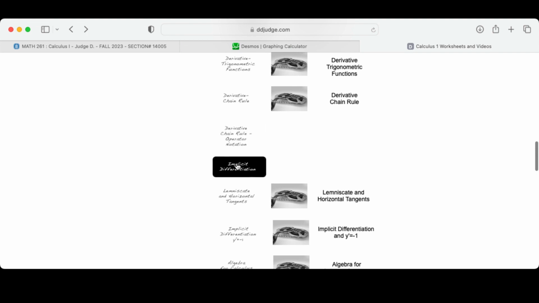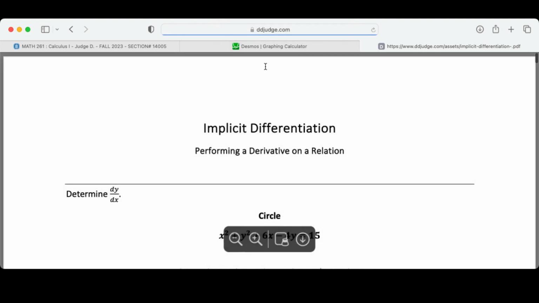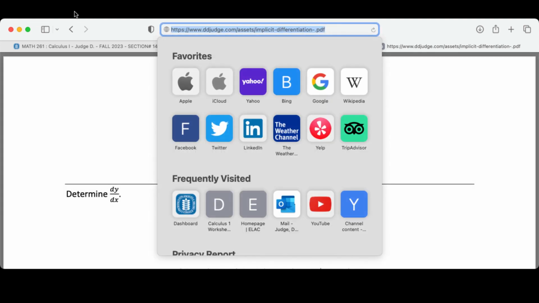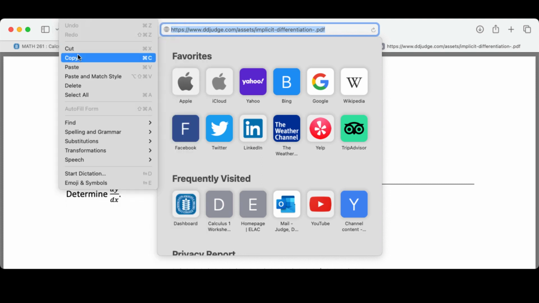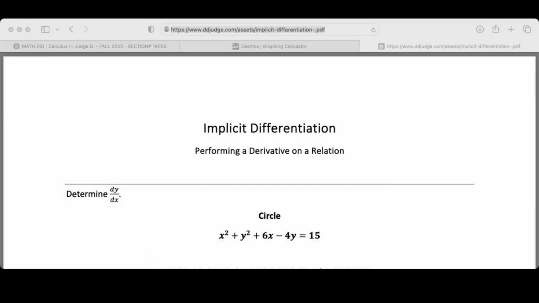Participation of today, implicit differentiation. I'm going to put that in our what? Let's put that in the comments section for folks here. Okay.